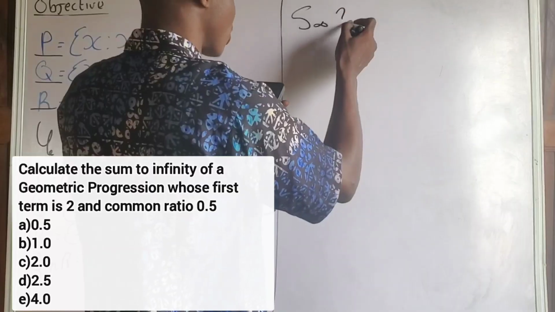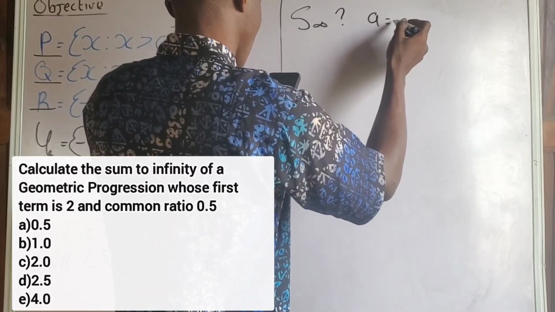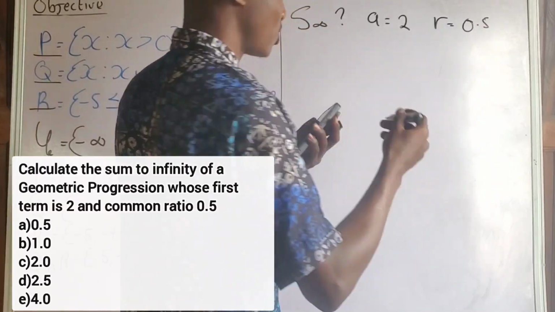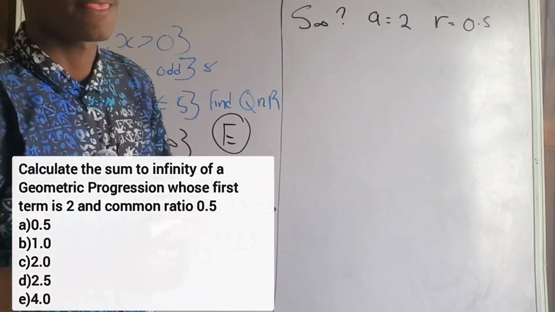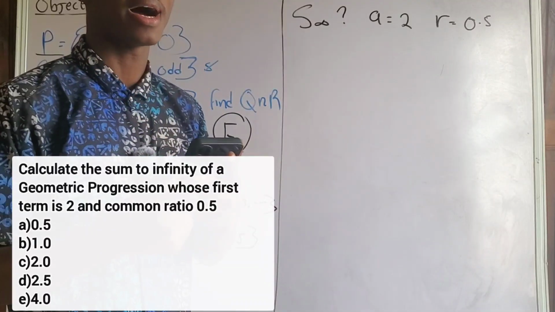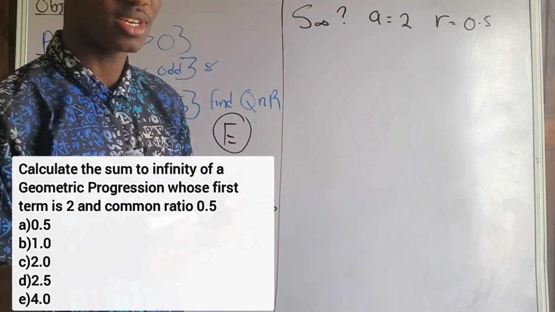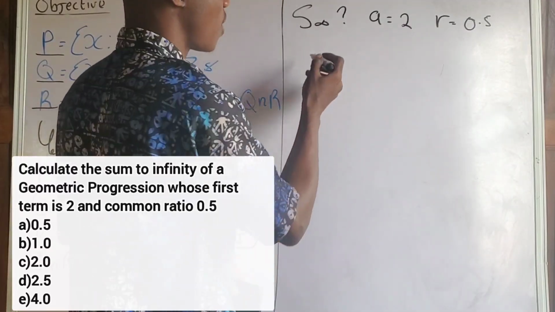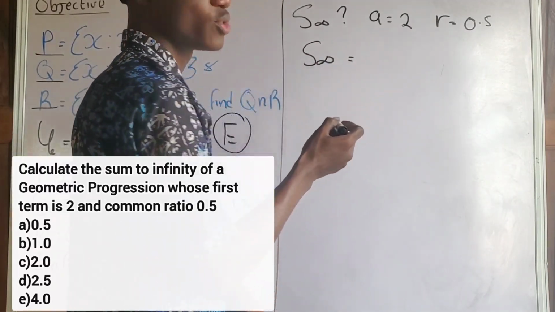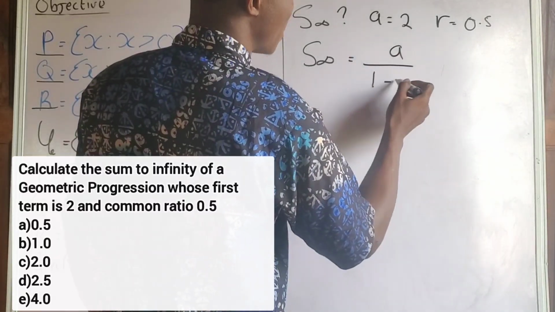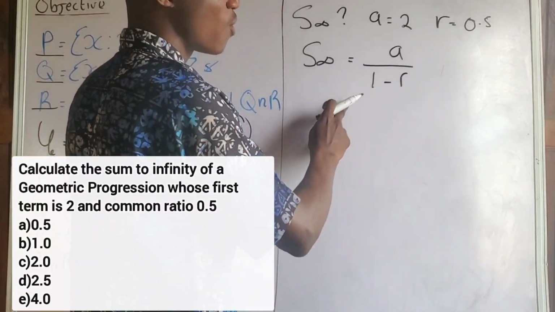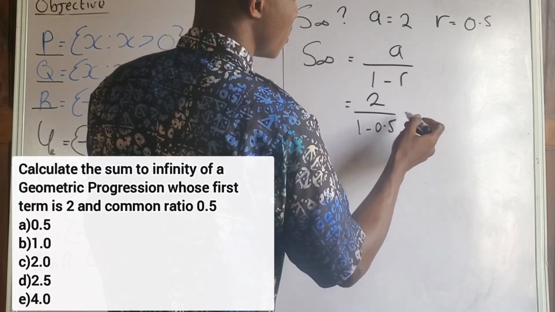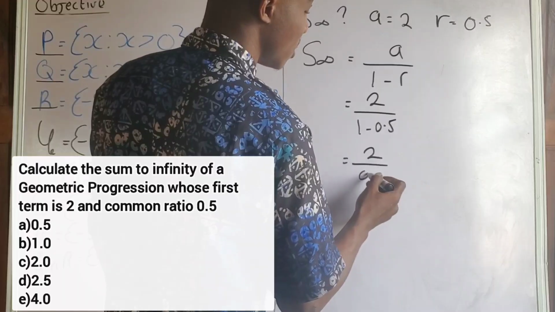Okay, we are looking for the sum to infinity of a geometric progression whose first term is 2 and the common ratio is 0.5. Geometric progression is a kind of progression in which the successive terms differ by a constant common ratio. So we are given the ratio as 0.5 and the first term as 2. The formula for the sum to infinity of a geometric progression is a over 1 minus r. So this will be 2 all over 1 minus 0.5, which gives 2 all over 0.5.